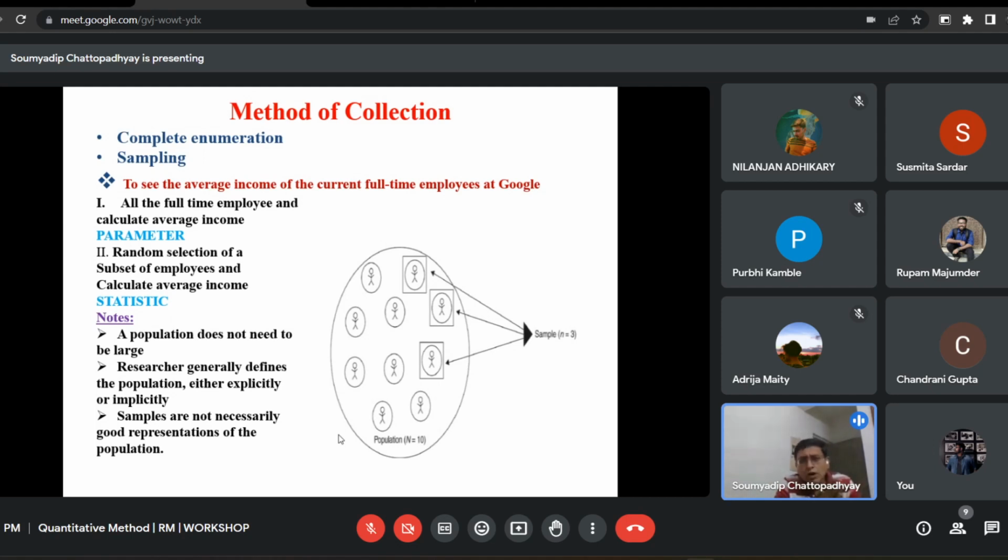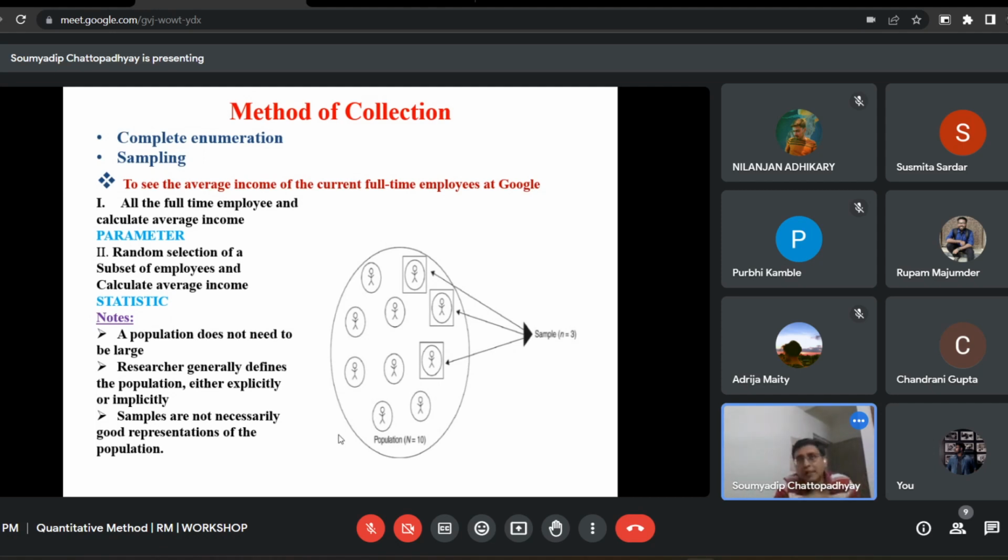Now, there are certain misconceptions which we should be wary of, or take into account, while doing this kind of complete enumeration and sampling. First, there is a conception that when we think of a population, a population is large in nature. That means a large number of data are included in a particular population. But in practice, a population does not need to be large.